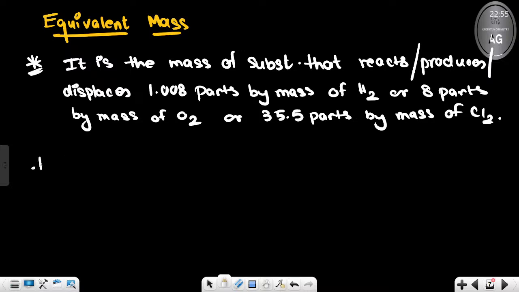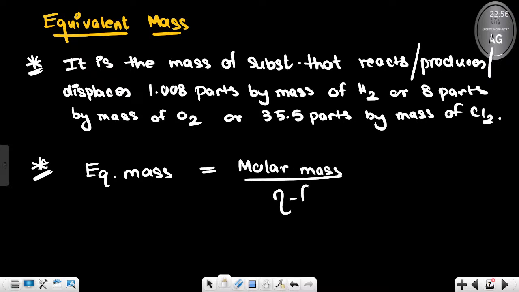Equivalent mass has a variety of formulas, whether the question is asking about a compound, an acid, a base, an atom, an ion, whatever. Different formulas will come out. But the main formula that I am telling you will be common for everyone. I am writing Eq mass because every time I cannot write this big word. So equivalent mass will be equal to molar mass divided by its n factor. Do you understand what you wrote?